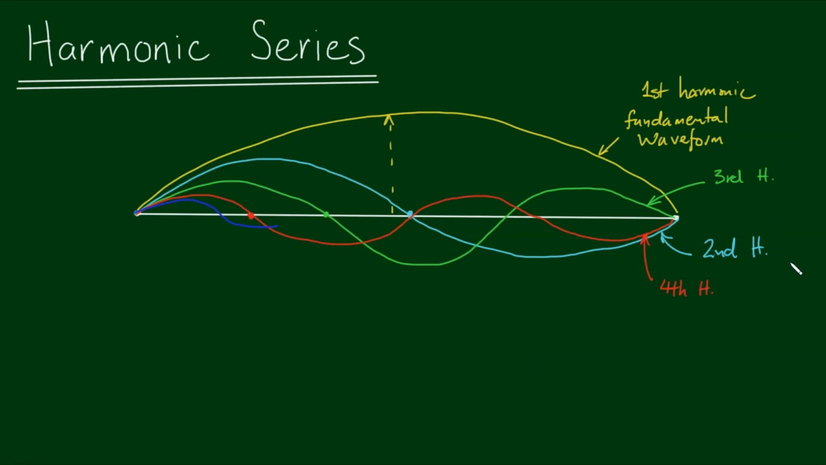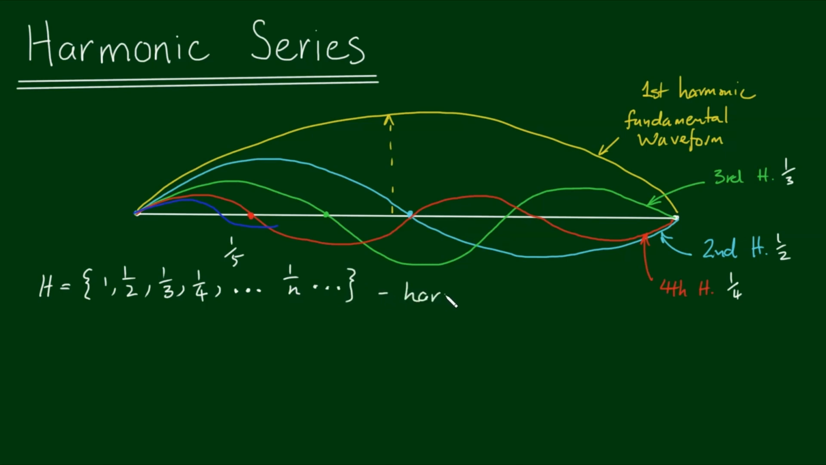But let's write the fractions associated with the harmonics. So we have 1/2 for the second harmonic, 1/3 for the third harmonic, 1/4 for the fourth harmonic, 1/5 for the fifth harmonic, and if we put them in a sequence called H, we get 1, 1/2, 1/3, 1/4, so on and so forth to however many you like. So this is what we call a harmonic sequence.